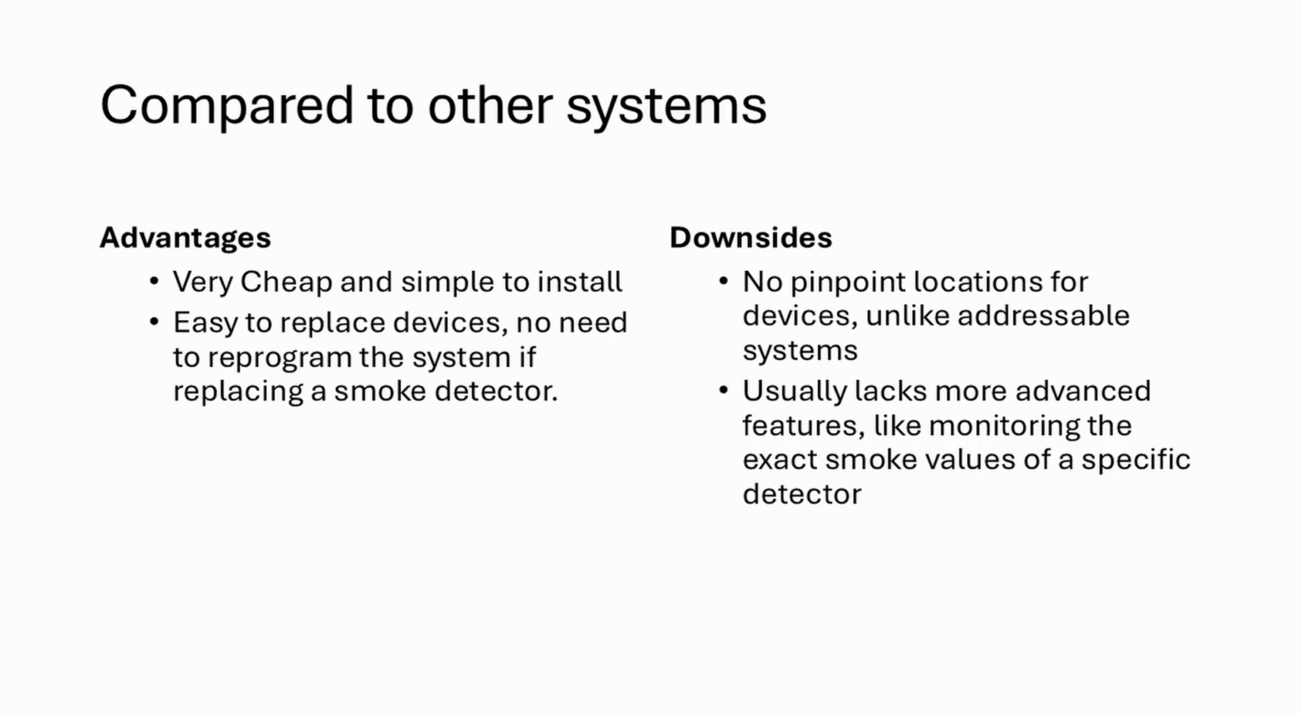It is easy to replace devices. No need to reprogram the system if you need to replace a smoke detector, for example. On the other hand, there are no pinpoint locations for devices, unlike addressable systems. Conventional systems usually lack more advanced features, such as monitoring the exact smoke values of a specific detector.